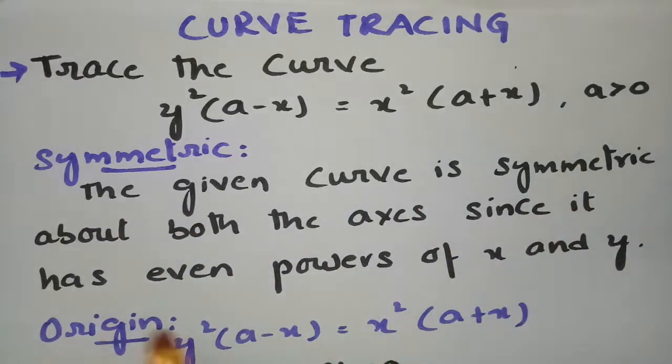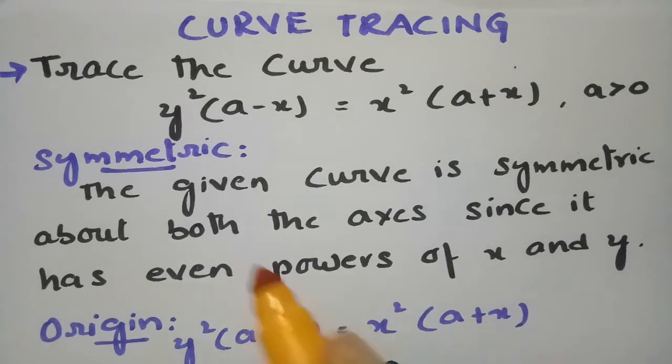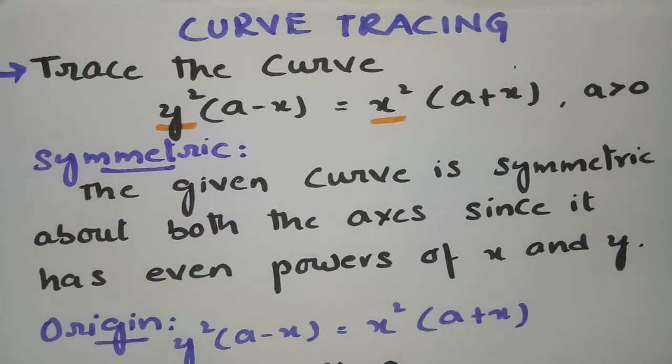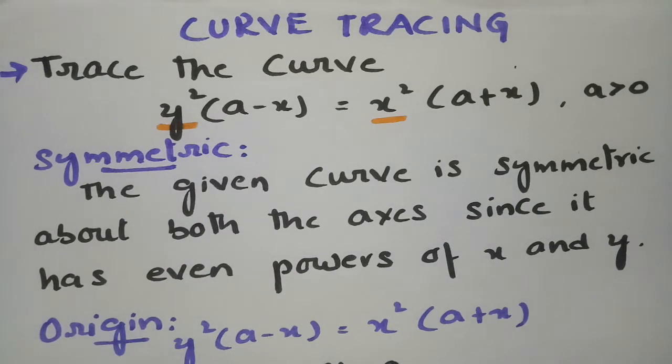The given curve is symmetric about both the axes since it has even powers of x and y. If you observe the question here, we have even powers of both x and y, and so we say that the given curve is symmetric about both the axes.